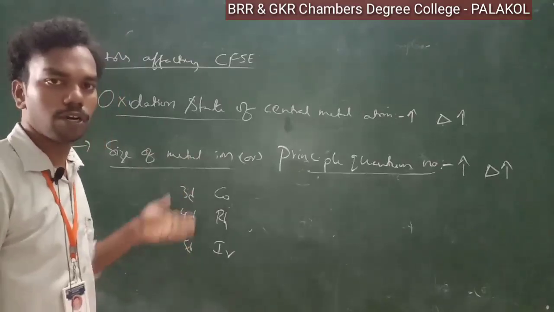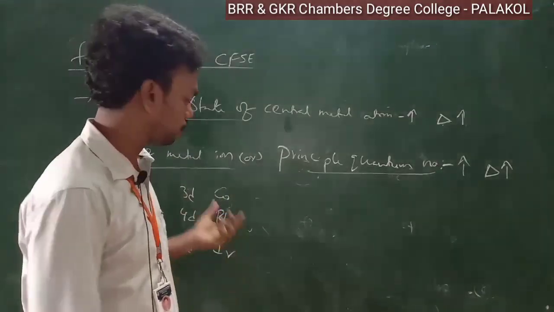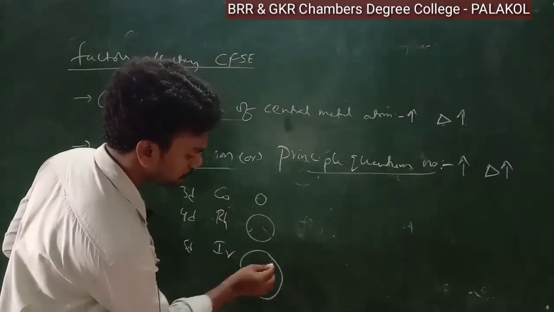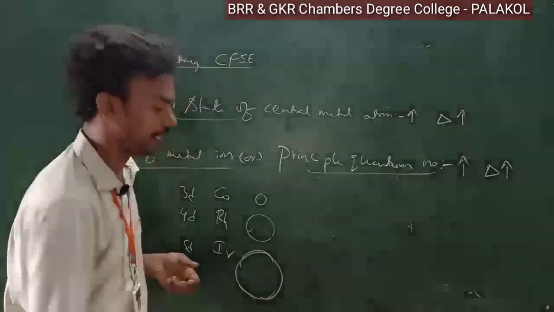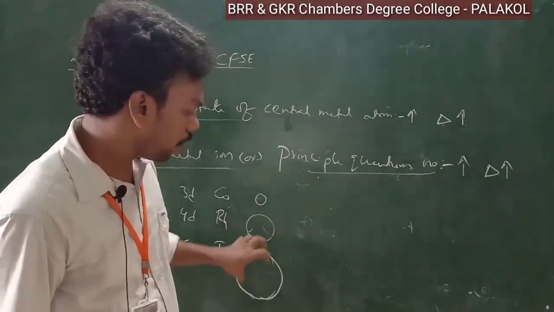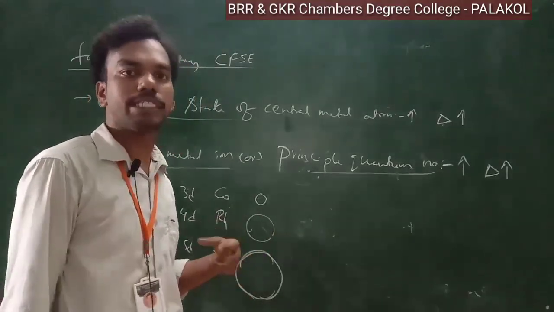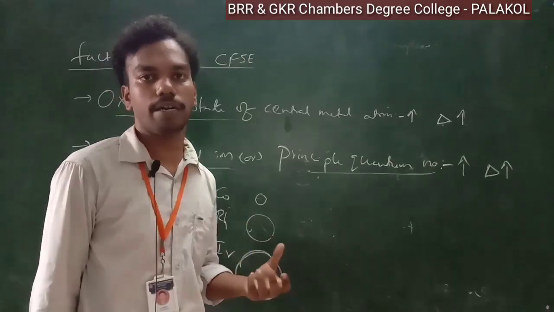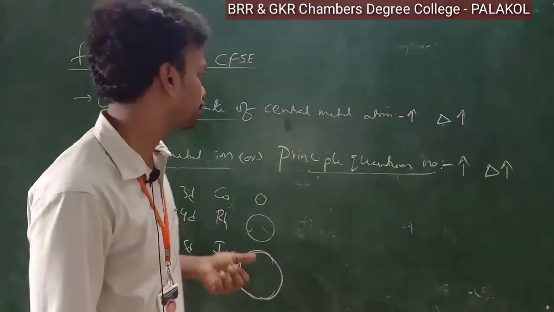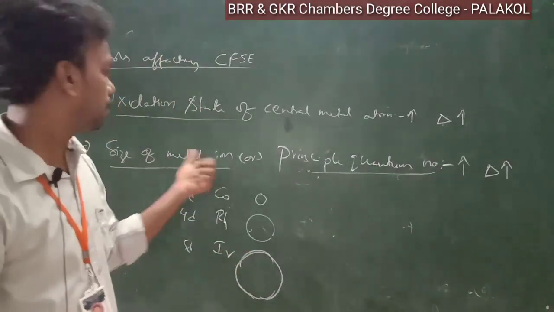So from top to bottom in a group, the size increases: cobalt, rhodium and iridium. As size increases, the area occupied by the d orbitals increases, so the electrons present in those d orbitals will be strongly repelled by the ligand orbitals, the electrons present in the ligand orbitals, right? So that is the second factor.